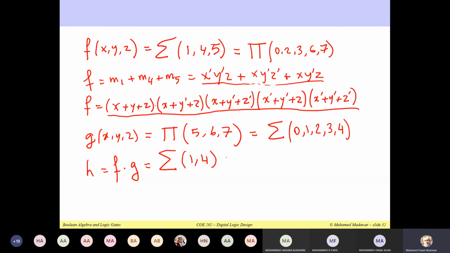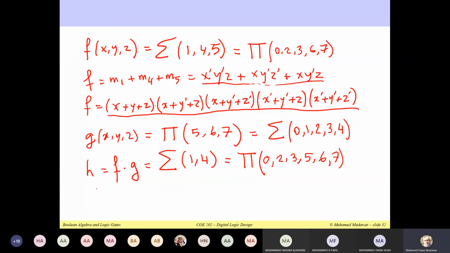Of course, I can write it as a product of max terms. Can you tell me what the max terms are? We have to start at 0, because anything which is not listed in the sigma notation must be a max term. So 0 is not listed. What else? 2, 3, 5, 6 and 7. So we have 6 max terms. We only have 2 min terms and we have 6 max terms.